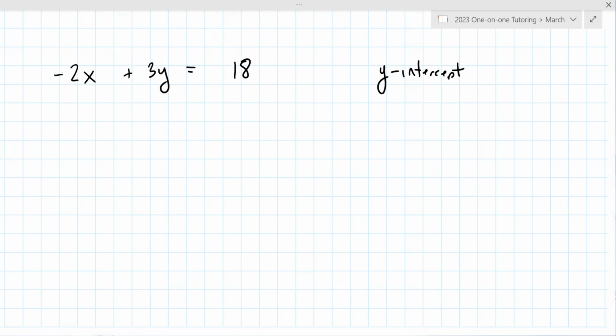I think we might have time for one more here. Minus 2x plus 3y equals 18. What is the y-intercept? Yep, the y-intercept is 3. I mean, no, x. What is the y-intercept? Oh, you mean the final answer? Yeah, sorry, of course.